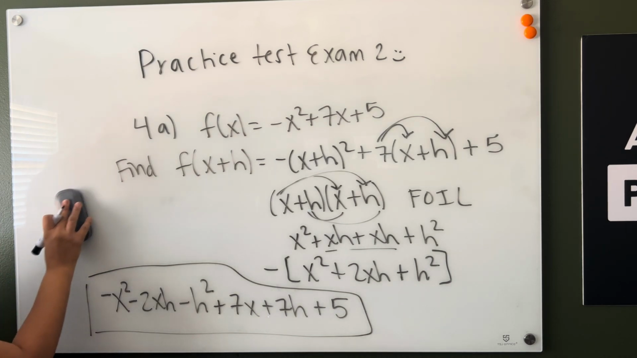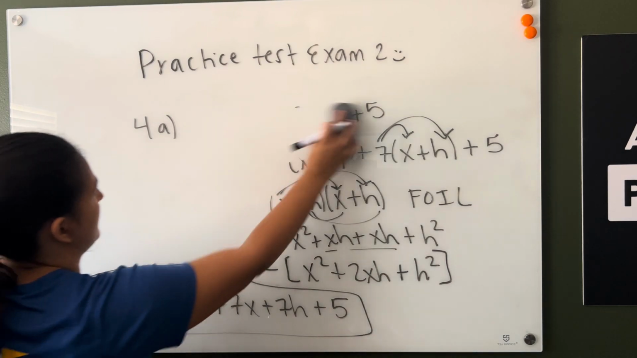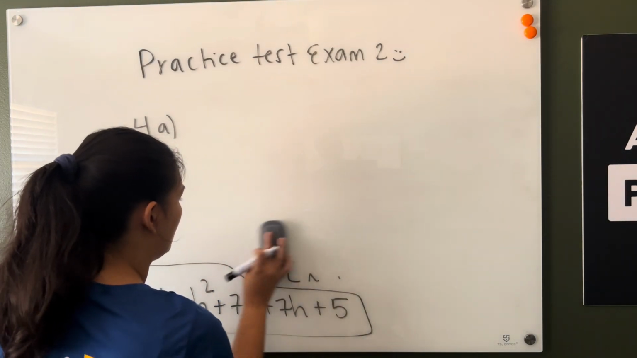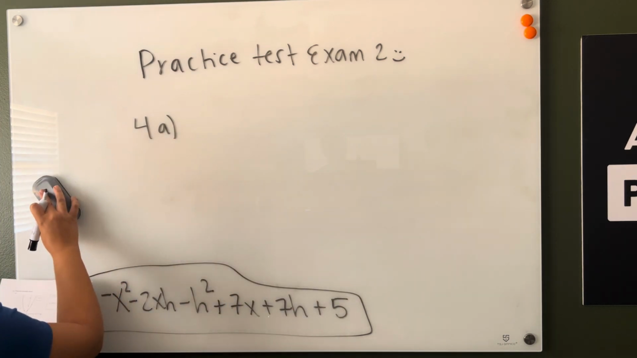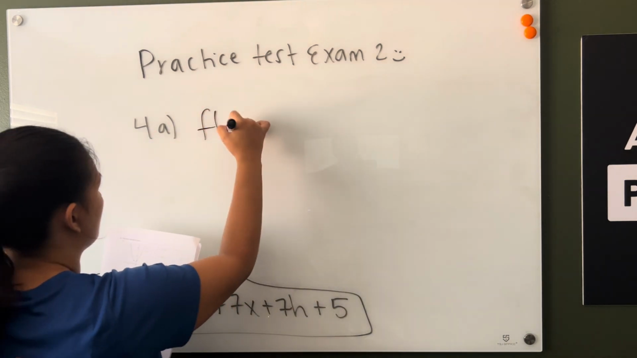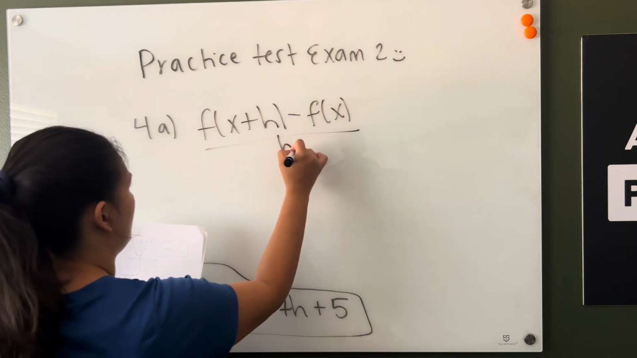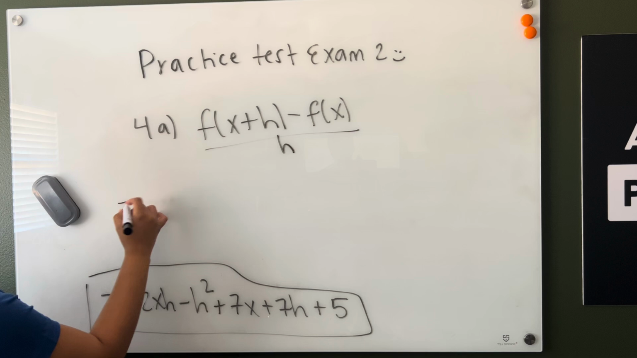All right, now that's important. I need to get the first part correct because the second part says finish it and get the difference quotient. The difference quotient formula is given to you, but here it is. I need to use what I got in part A.